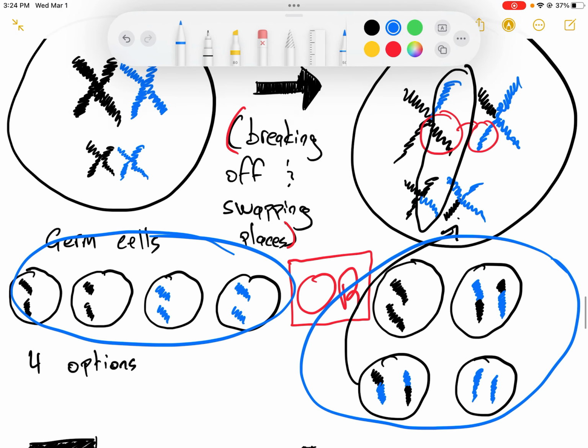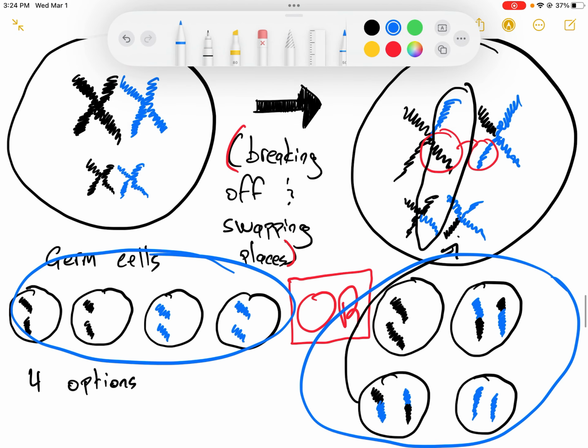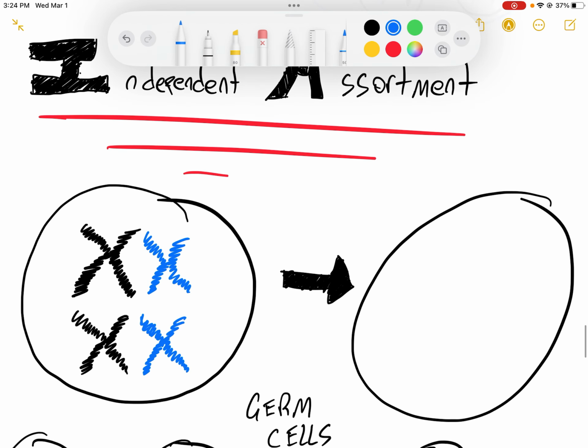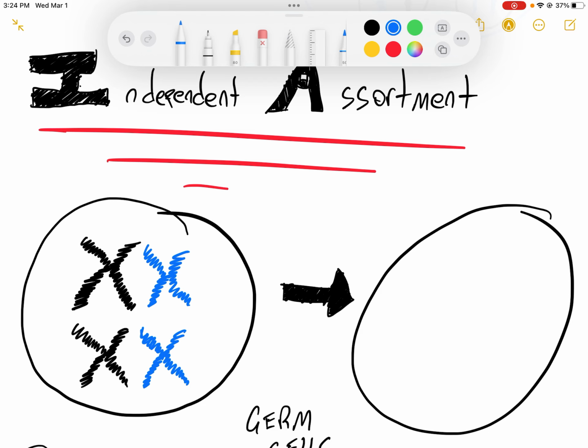So that's crossing over. Basically, I just want you to know that parts of the chromosome are breaking off and swapping places. If you can know that and identify a picture of that happening, then you're good with crossing over. All right, let's talk about independent assortment. Independent assortment is much easier of the two.